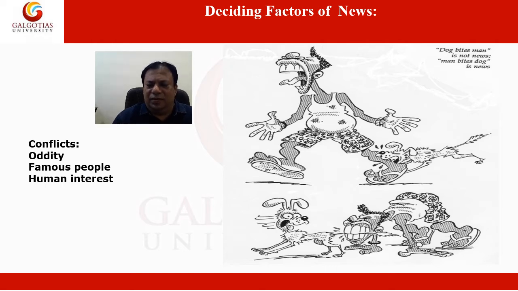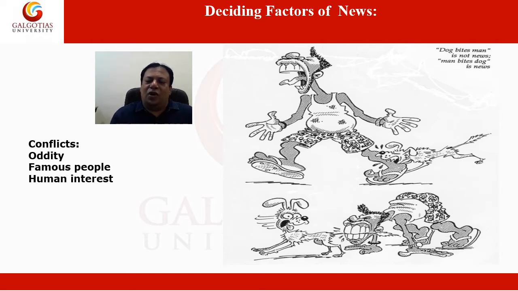Or oddity. If anything is happening in a regular way, like if you watch this particular picture, you find that if a dog bites a man, then it does not become a story because it's a regular kind of thing. But if a man bites a dog, then it could become a news story. It's a famous saying. In the same manner, if the normal setup is breached and something odd is happening, then it becomes news.